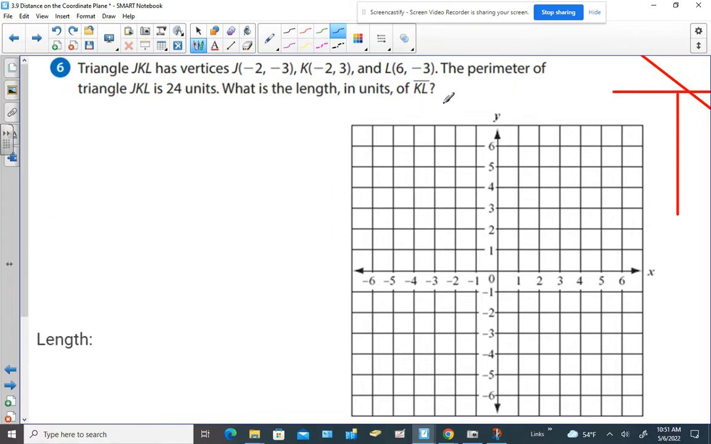So I propose that we plot these points so we can look at the triangle on the coordinate plane to help wrap our brains around what we need to do. Let's plot J first. We're going to go left 2 and then down 3. Put a J. For K, we'll go left 2 and up 3, and put a K. And for L, we'll go over 6, down 3. L. And then let's connect our points.